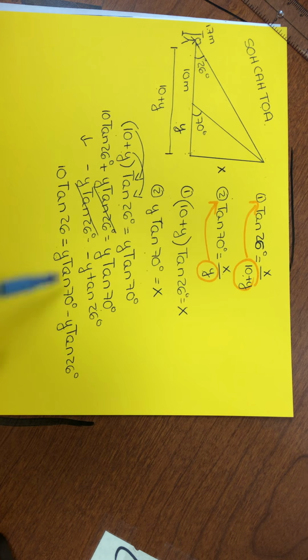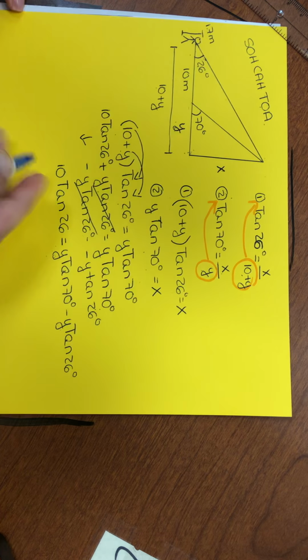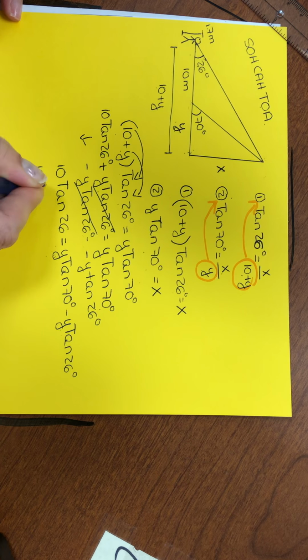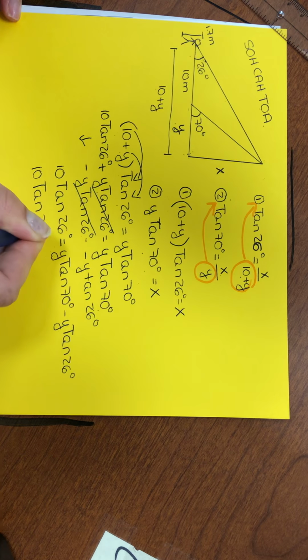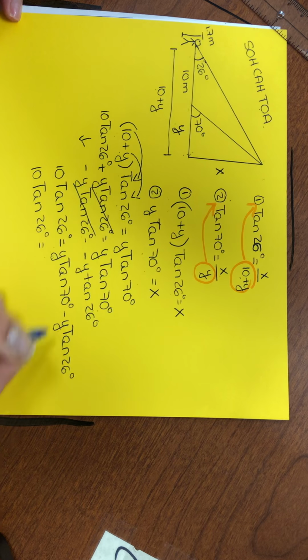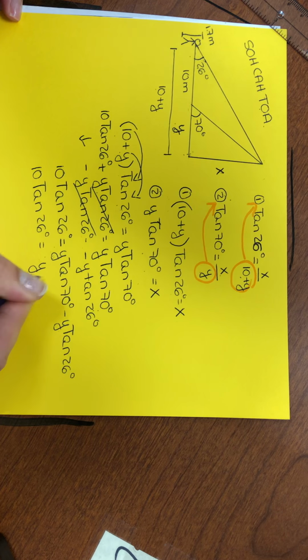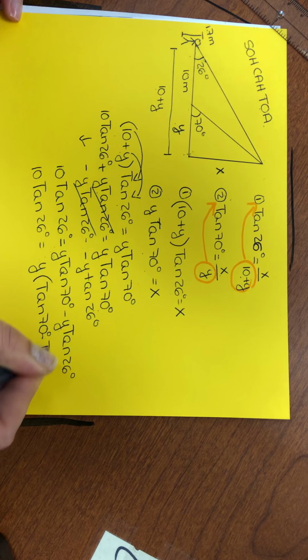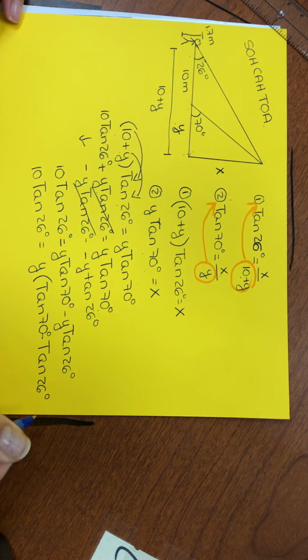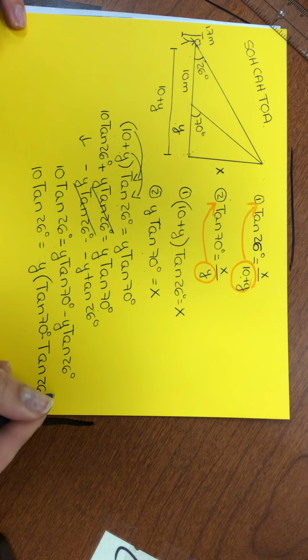The opposite of distribute is factor. We can factor y out. So if we factor y out, this one will stay the same. So this one is still tangent of 26 equals, if I factor y out, I will have y times tangent of 70 minus tangent of 26. I'm just factoring this y out.